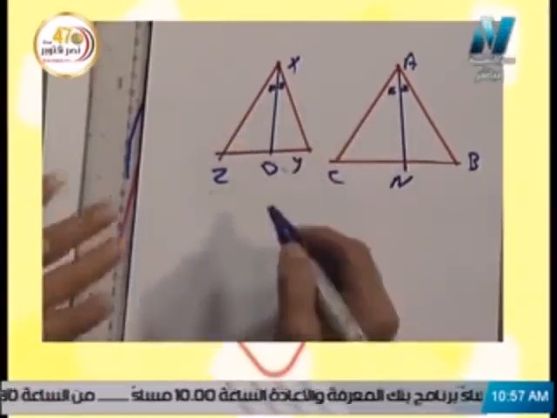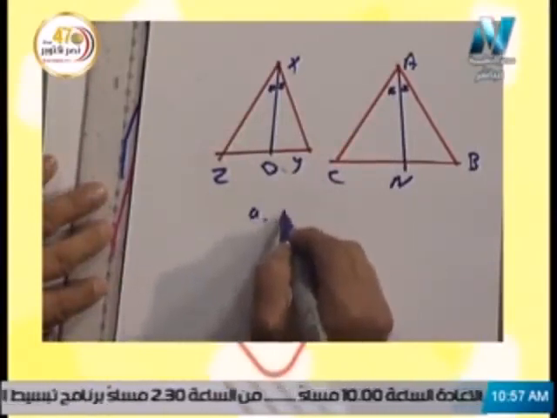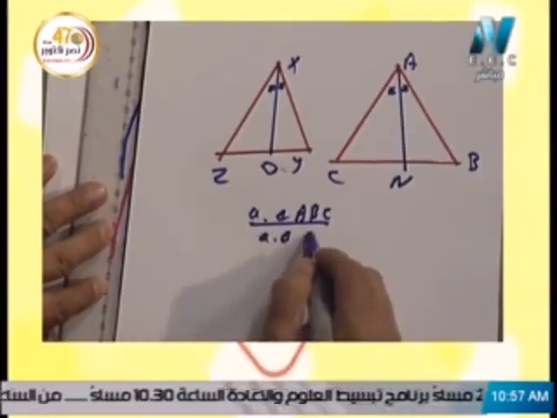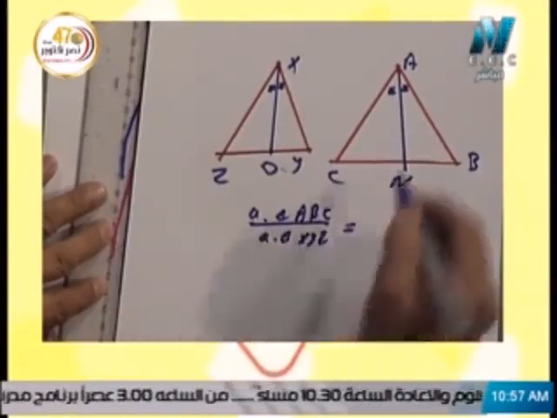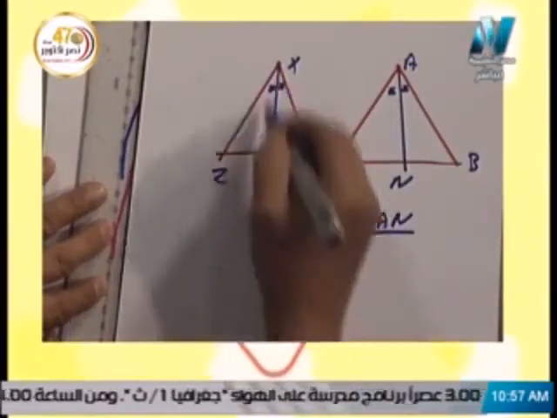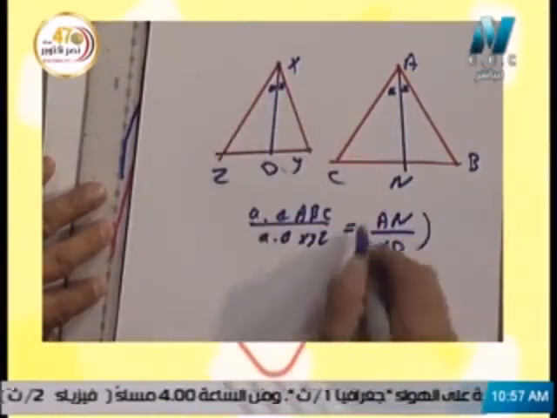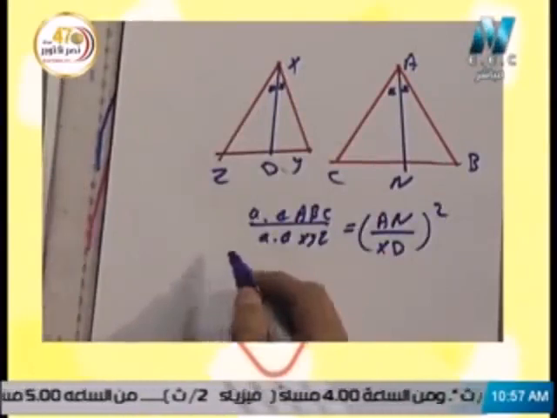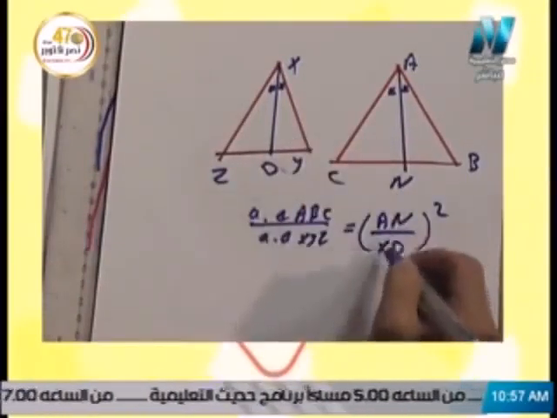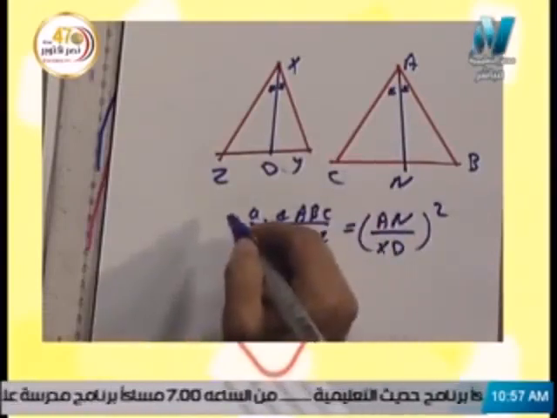Also, the ratio between the area of triangle ABC over the area of triangle XYZ equals the bisector AN over the bisector XD, but squared. So we have the length of the two bisectors here. We can write them here to find the ratio between the two areas.